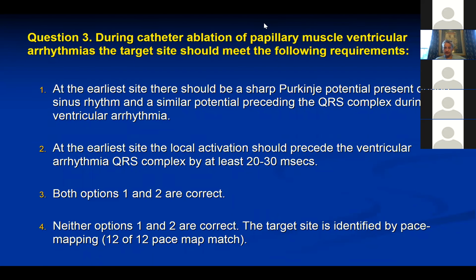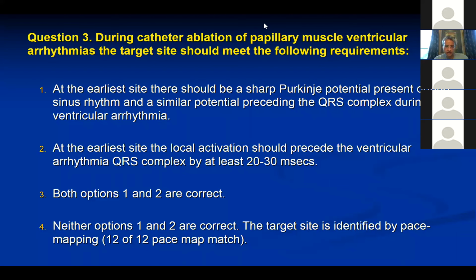The third option basically says that choices 1 and 2 are both correct. And then the fourth option is that really we should use phase mapping and find an identical phase map match, and that should be the target site, and activation mapping is not as helpful. All right, so I think most of you got the correct answer, which means you have to find the site of earliest activation.